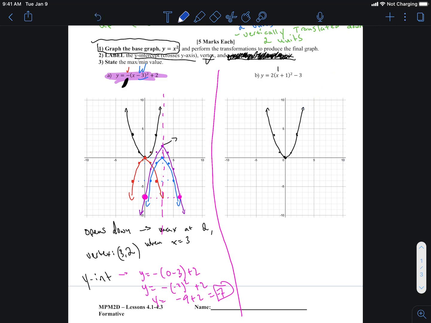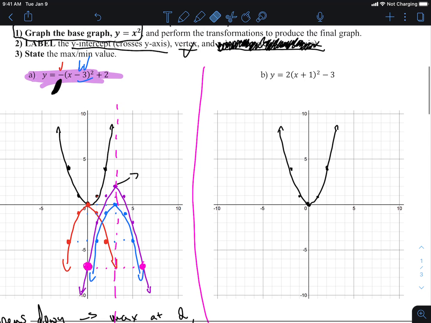From there, you can do the transformations that you see, right? Starting at the left, what do I see? I see a 2. What am I going to do? I'm going to multiply all. This is a vertical stretch. So I'm going to pull on the graph from the top, right? By a factor of 2. So everything's going to get stretched by a factor of 2.